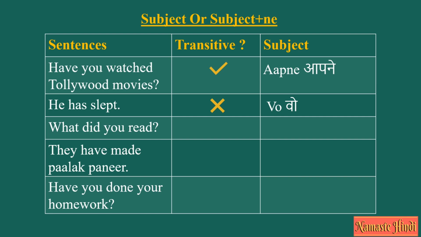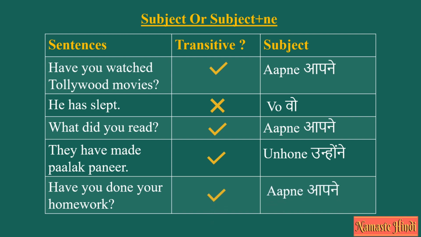Next sentence. What did you read? You read something. So read is a transitive verb. Subject we will use आपने. Next sentence. They have made palak paneer. What have they made? Palak paneer. So make is a transitive verb. Subject we will use उन्होंने. Next sentence. Have you done your homework? The question will ask, what have you done? The response we have is homework. So do is also a transitive verb and the subject we are going to use is आपने.